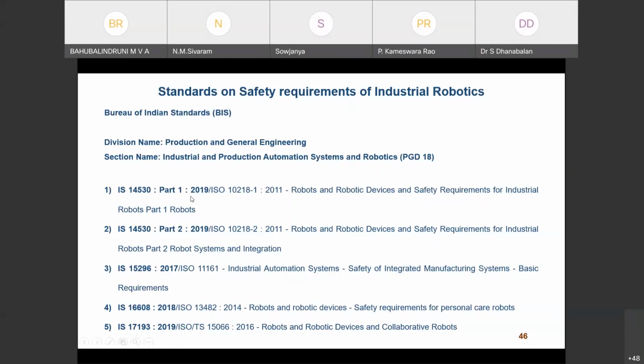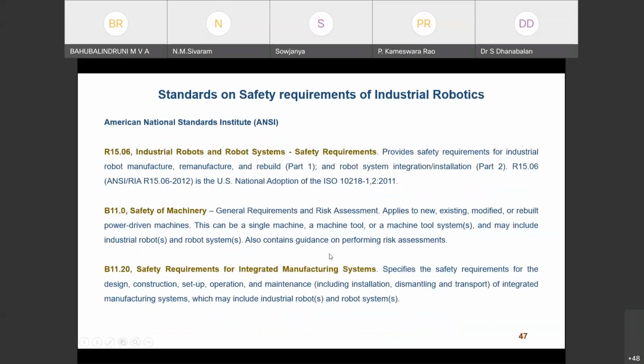So in that we have our BIS standards all recently being developed. You can see the year in which it was first published, 2019, 17, 18. And the American National Standards Institute also has its own standards, and it is basically an adoption of the ISO standard again. So mostly the ISO standard will be universal to all the countries, and each and every country will have its own adoption, making some minor modifications suiting their own system and requirements.